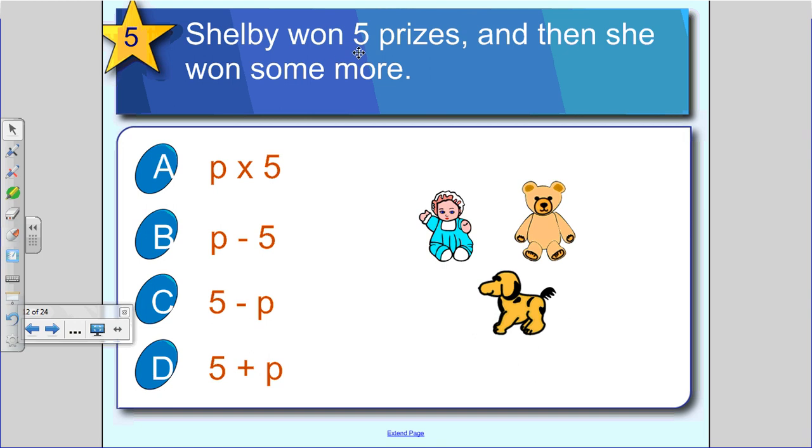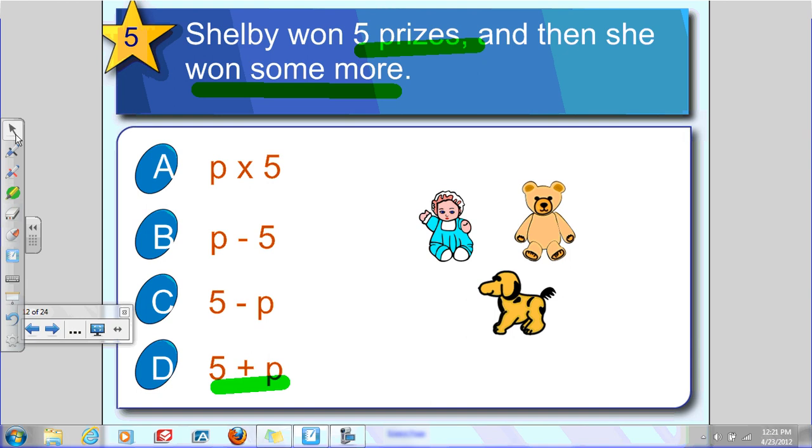Shelby won 5 prizes, and then she won some more. Some more means we're going to be using what? A variable. That's right. So 5. She won some more, so we're adding 5 plus something. Is it 5 minus p? It's going to be 5 plus p. Let's see if we're correct.